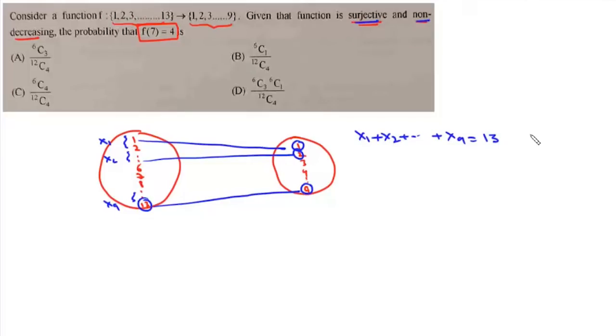must be equal to 13, where each xi must be greater than or equal to 1. At least one of the elements should be mapped to each element in the codomain, so that this function can be a surjective function. So in this case, we just need to find the number of positive integral solutions. Now the number of positive integral solutions is given by n minus 1 C r minus 1, which is nothing but 12C8. So the total number of ways in which these functions can be defined so that the function is both surjective and non-decreasing is 12C8.